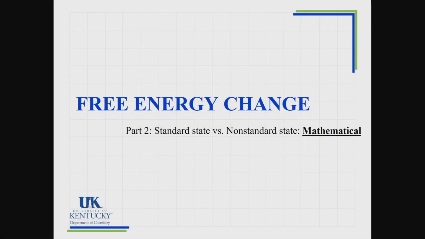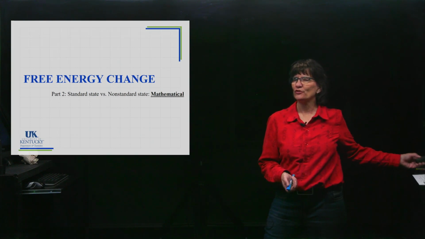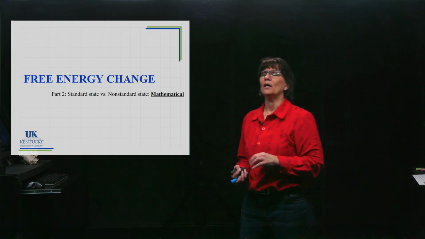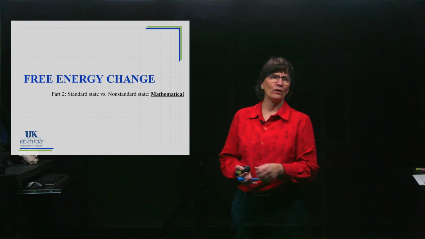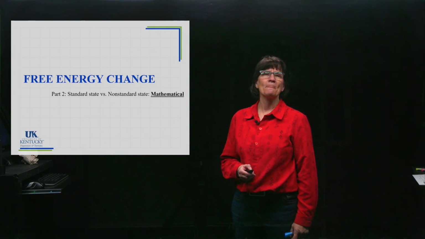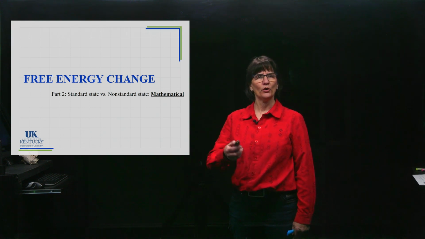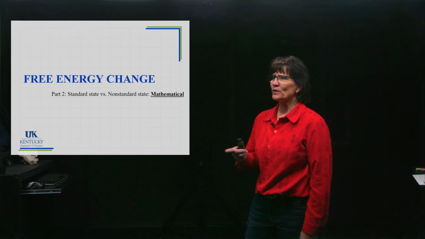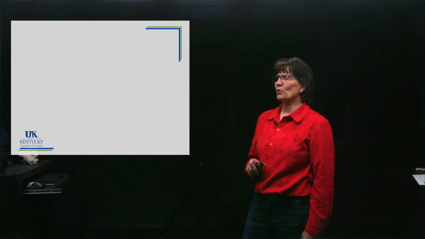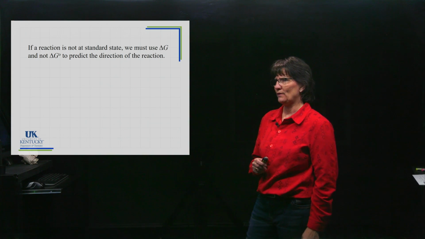Okay, so we looked at the difference between standard delta G and non-standard delta G conceptually with our H2 plus Cl2 goes to HCl reaction. Now we're going to look at the mathematical arguments of how delta G shifts. I'm not going to proceed with any true calculations here, though you will work calculations. I just want to really think about this equation, the mathematical relationship between them.